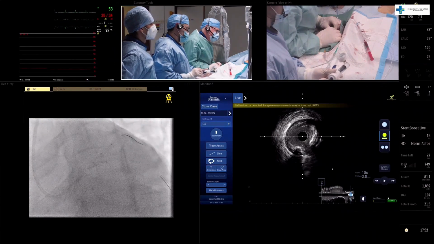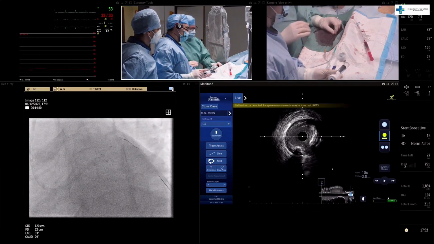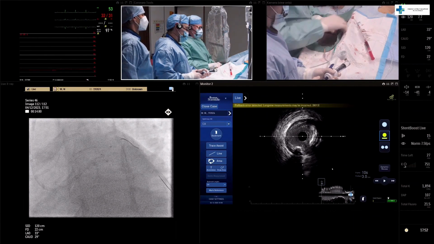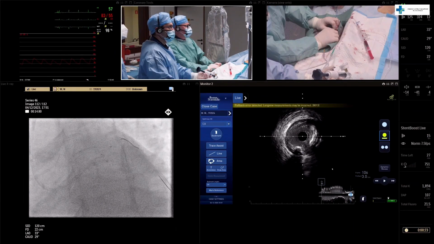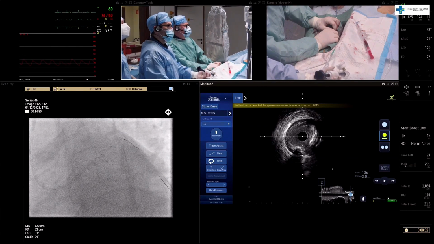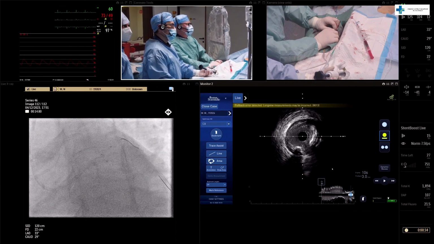10, 12. And I believe 12 is okay, and we will wait for 1 minute, checking the pressure. We have some pressure drop, so it's 30 seconds. Still, we need to wait a little bit. You see that this vessel is quite significant.